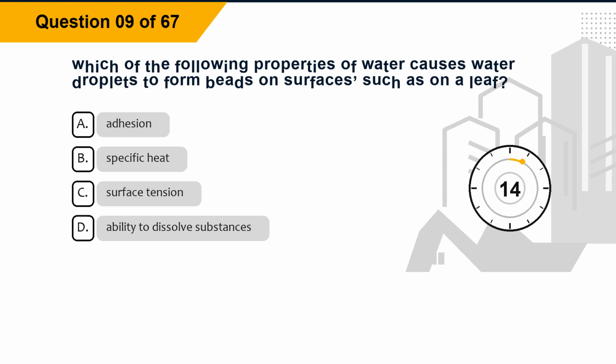Question 9. Which of the following properties of water causes water droplets to form beads on surfaces, such as on a leaf? Option A, adhesion. Option B, specific heat. Option C, surface tension. Option D, ability to dissolve substances.